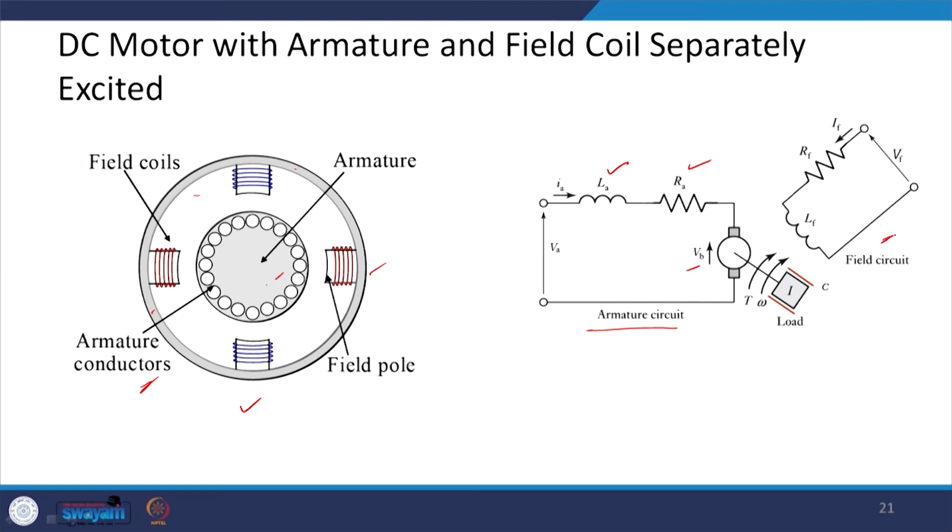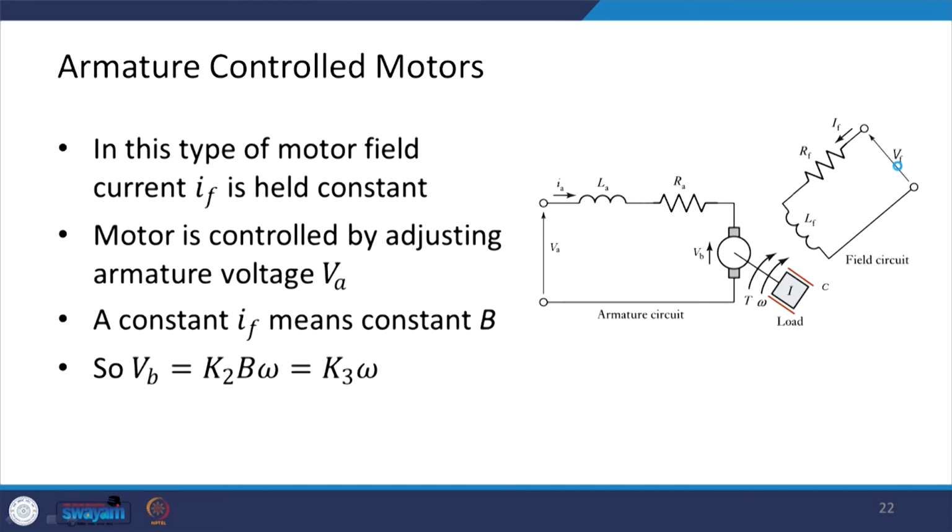This is the field circuit modeled as RF and LF, and this is the field voltage. First we will be looking at the armature controlled motor, and then I will be talking about the field controlled motors. In the armature controlled motor, the field current is held constant, because we are controlling through the armature, and the motor is controlled by adjusting the armature voltage VA, this one.